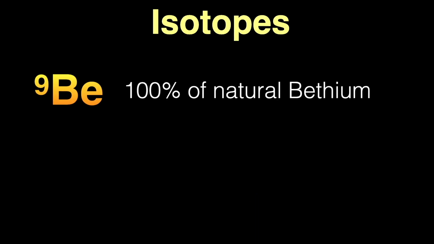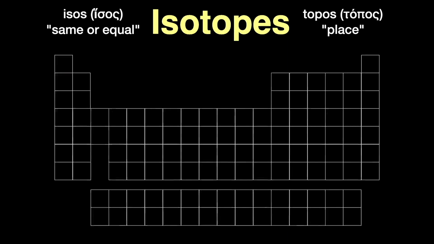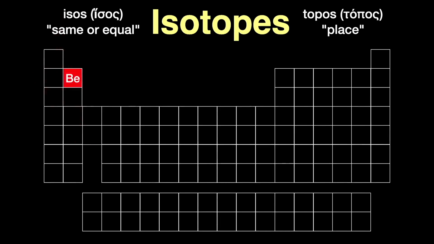By the way, the word isotope comes from the Greek isos, meaning same or equal, and topos, meaning place, since all these various forms of beryllium occupy the same place in the periodic table.